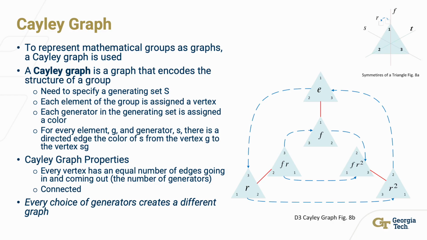There's a key property here that Cayley graphs will have an equal number of edges in and out, and this will be the number of generators at each vertex. Additionally, a key fact is that every choice of generators will create a different Cayley graph.